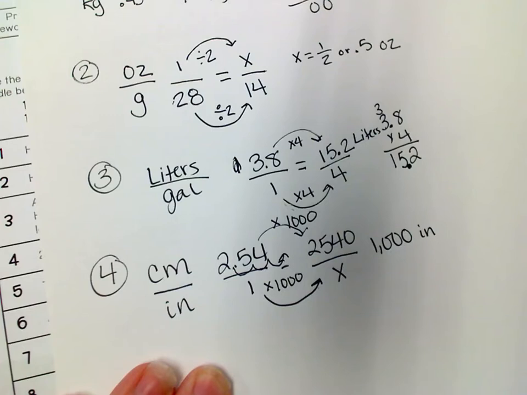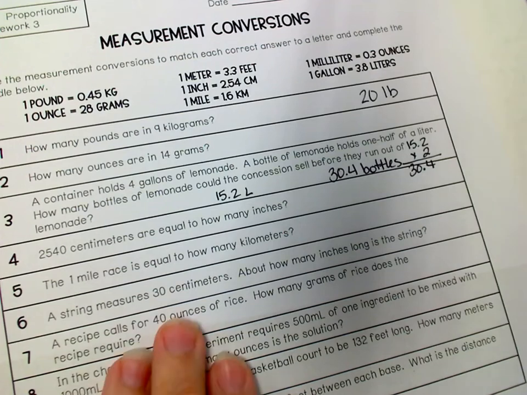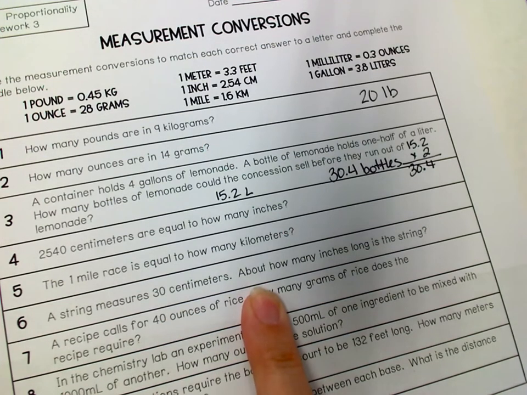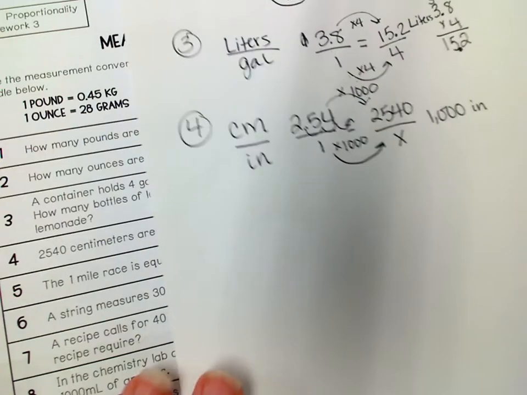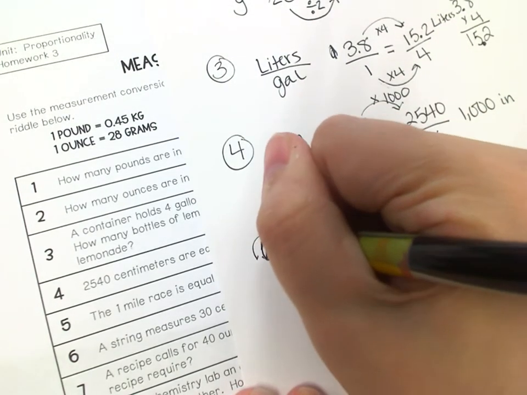Okay, I'm going to do one more. I'm going to skip to number 6. So number 6 says a string measures 30 centimeters. About how many inches long is this string? Okay, so a string measures 30 centimeters. Oops, this is number 6.